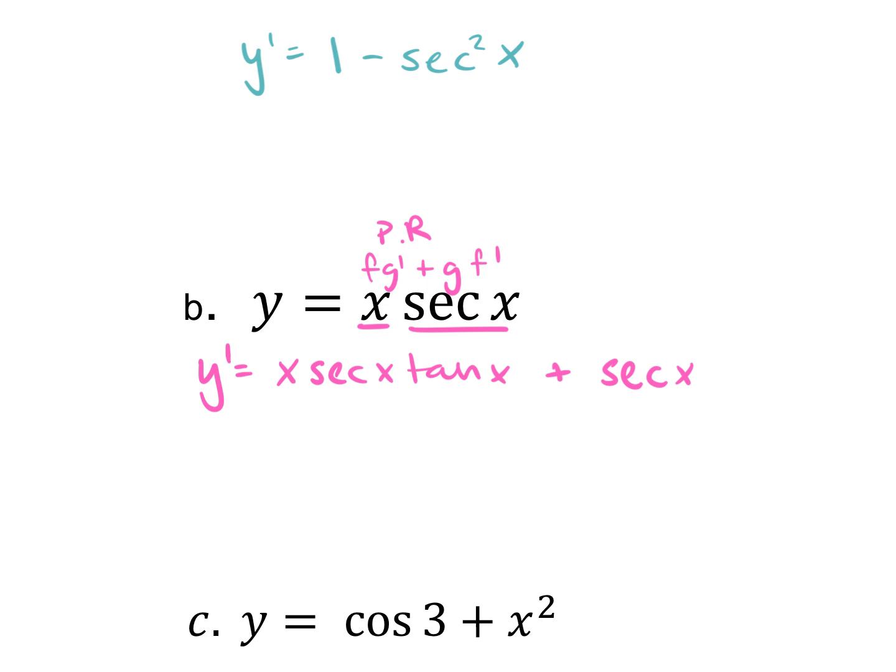I think WebAssign's okay with you leaving it like this. You could take out the secant. If we did that, we would have secant x times tangent of x plus 1. So these are the same. It doesn't matter how you leave it. Either way is fine.